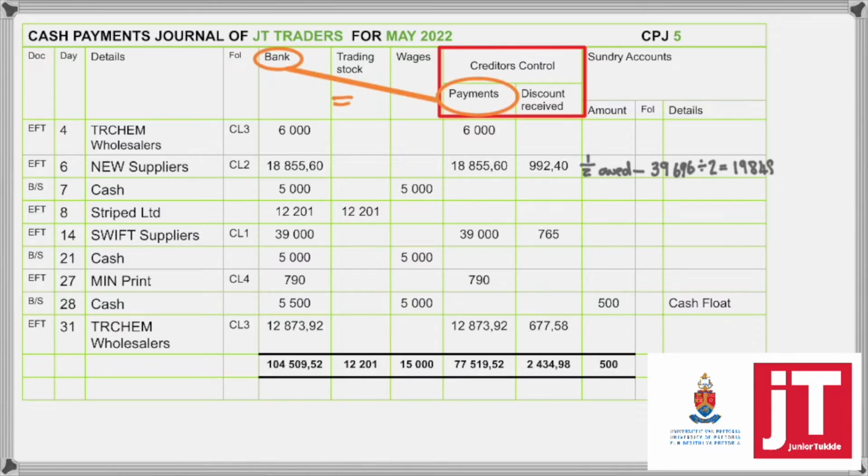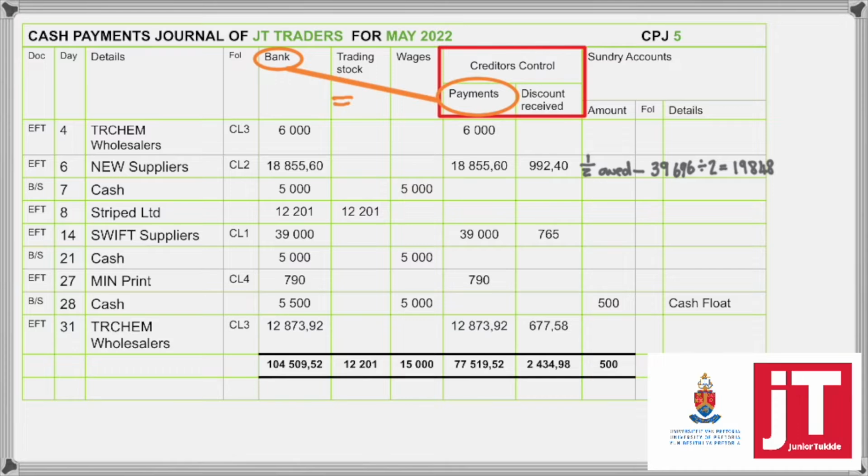So if we look at the first one, it was straightforward. They say we paid 6,000 Rand, no discount. So that is why we have 6,000 Rand in bank there for Trichem and 6,000 Rand there. On day 6, they said we paid half of what we owed in the beginning, and then we get a discount of 5%. So first, to get half, we owed 39,696 Rand at the beginning of the month. Divide by 2 gives you half, so 19,848. So that is what we owe.